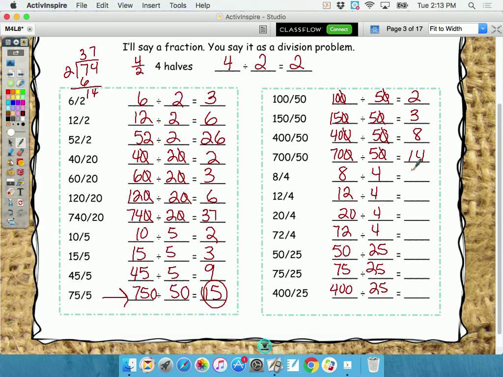Okay, 8 divided by 4? 12 divided by 4? 20 divided by 4? What about this one? What strategy can you use for 72? Standard algorithm? Oh, there's got to be a better one than that. What is it, Zane? 35 times 2 is 70.